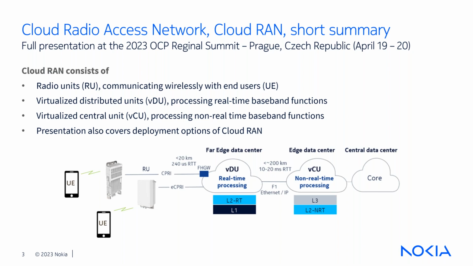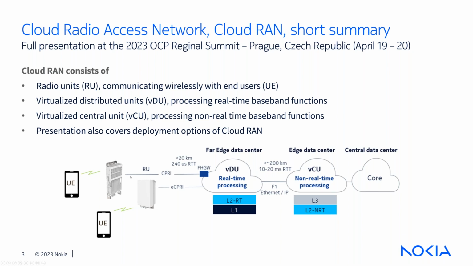And in this presentation, I picked one drawing from the final presentation showing the cloud radio access network, what it looks like, and what the key components of that are. So there are radio units, those units that you can see on masts, and those are connected to the user equipment.